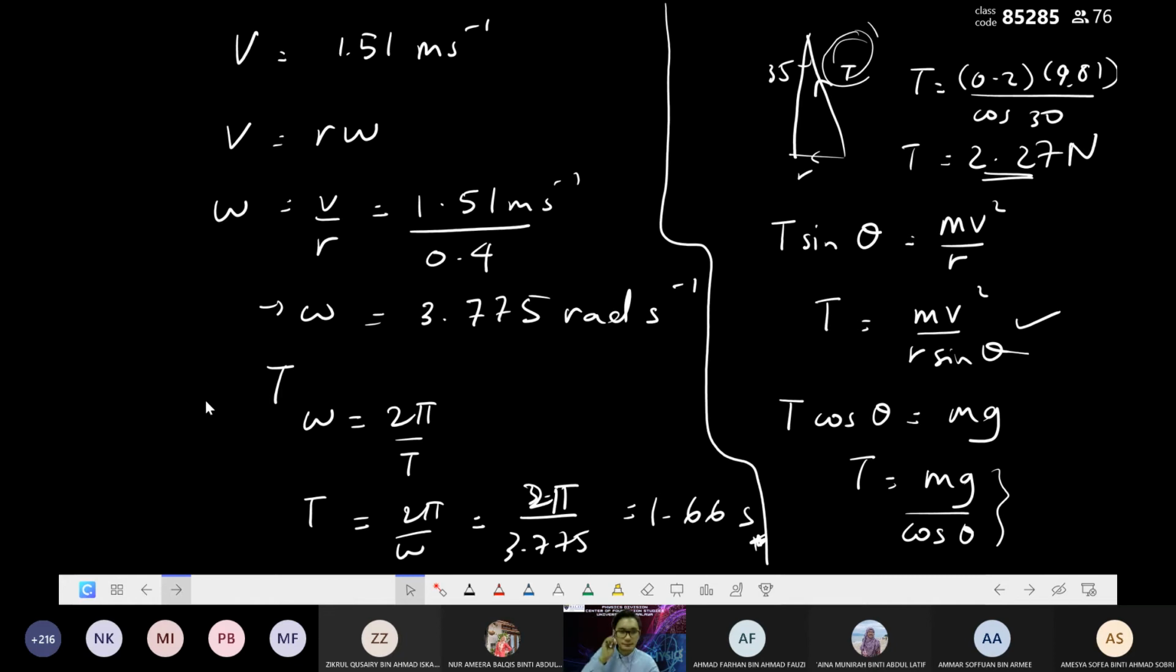Doktor, saya nak tanya, kenapa G dia positif? Sebab sebenarnya G dia ke bawah. Kita dah memang resolvekan the Y component tu, T cos theta tolakkan dengan mg, samakan dengan kosong. Okay, jadi kita pindahkan mg sebelah sana lah. T cos theta is equal to mg. Okay. Thank you, Doktor. Alright.